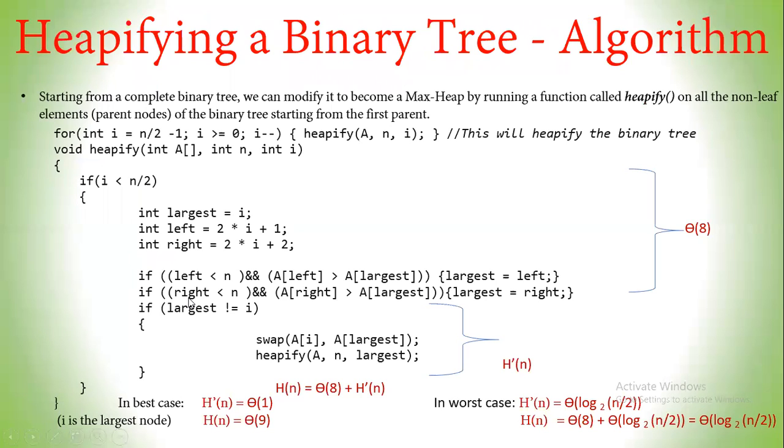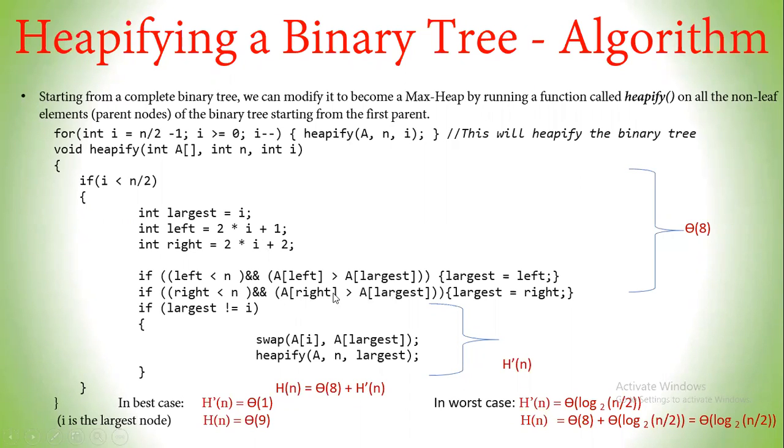It will check whether right is less than n. Right is 2i plus 2, which is 4. 4 is less than 5, so this is true. And the value in the right element is greater than A largest, so now the largest is 3.